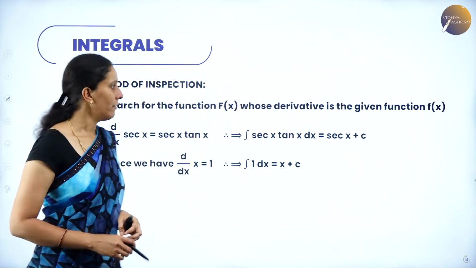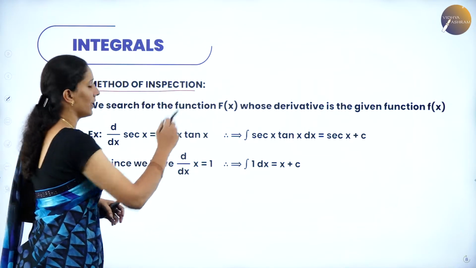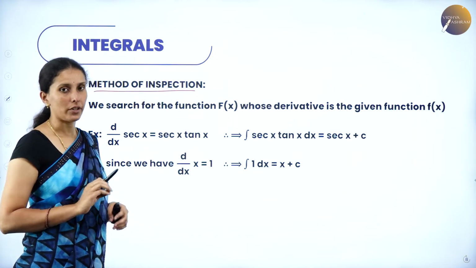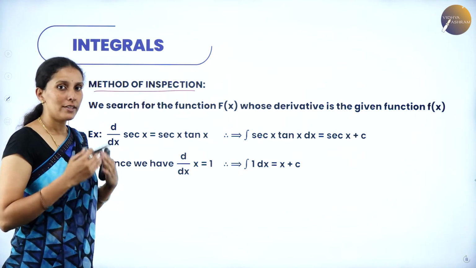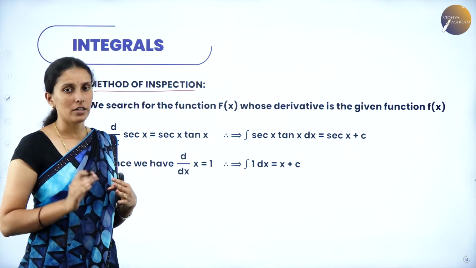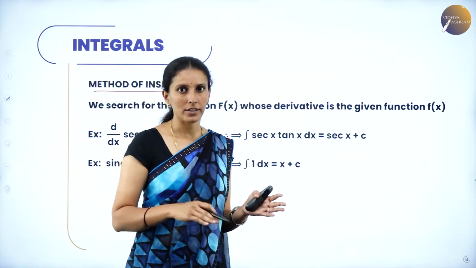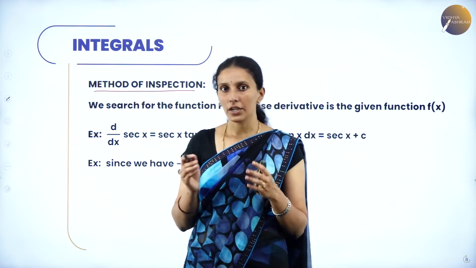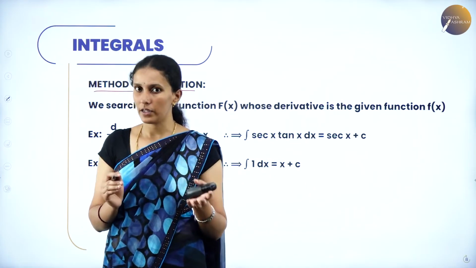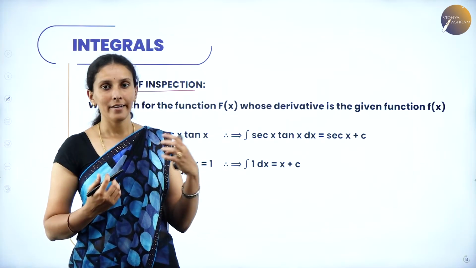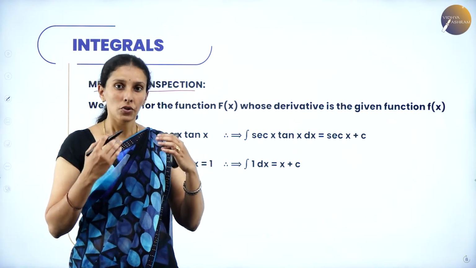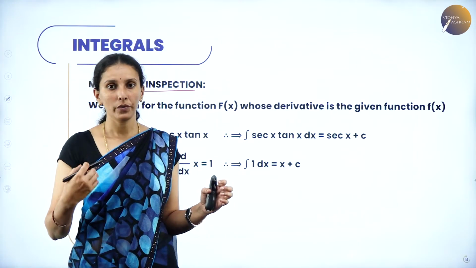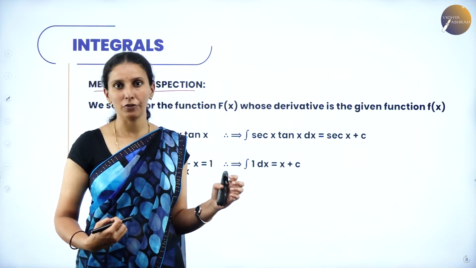So next we have the method of inspection, that is finding the integral of a function by inspecting. So how can we inspect? Since we know the standard derivatives, that is, the derivative of sin x is cos x, for cos x it is minus sin x, for x square it is 2x, for x cube it is 3x square. Since we know the standard derivatives of certain functions, if the derivatives are given, we can recognize the function, which will become the integral value for the function.